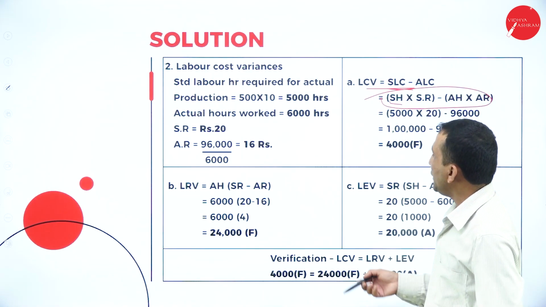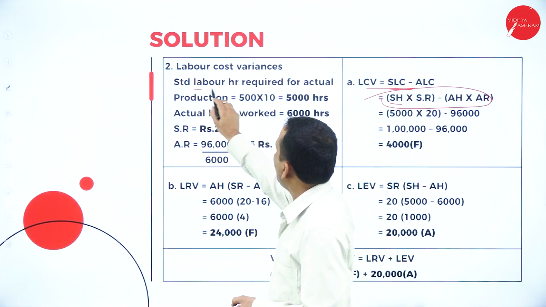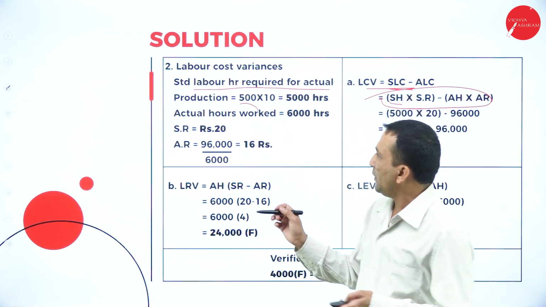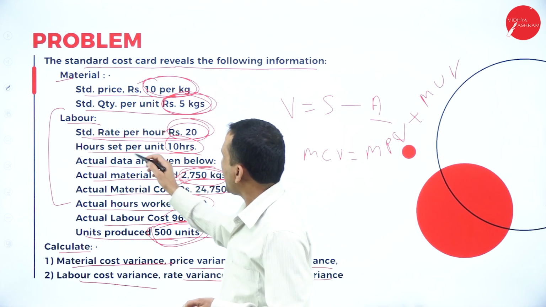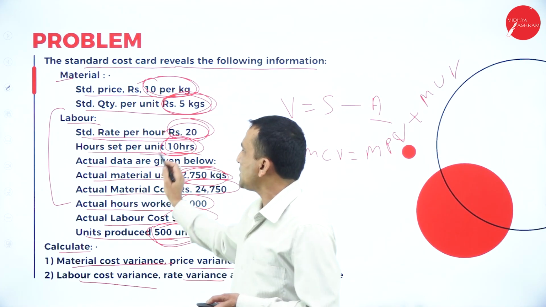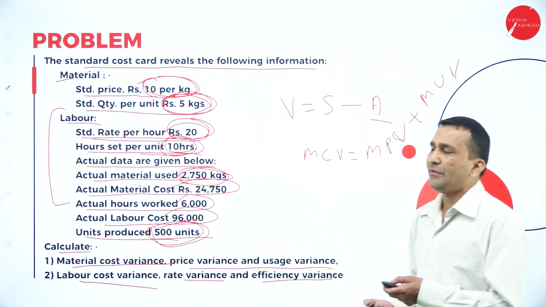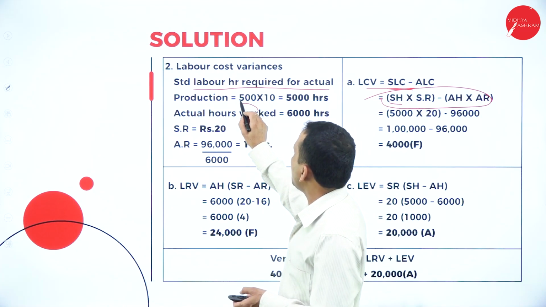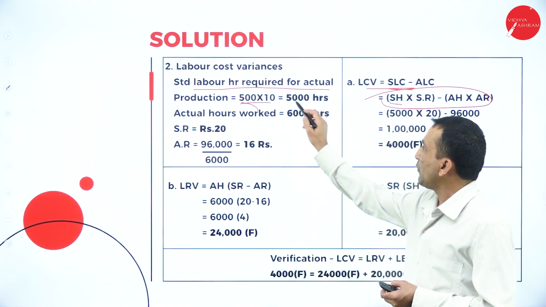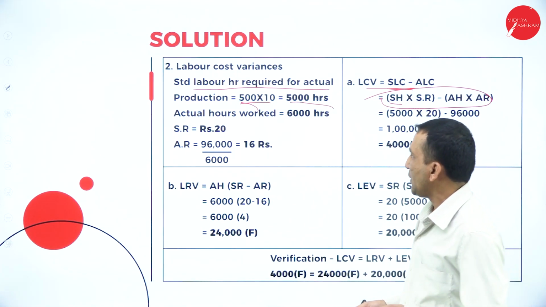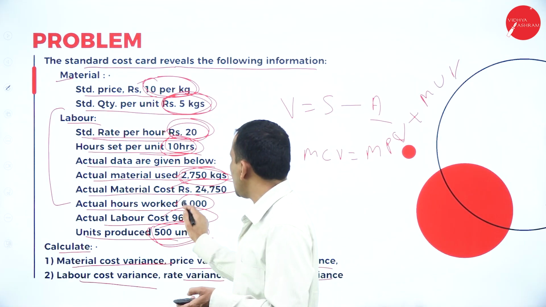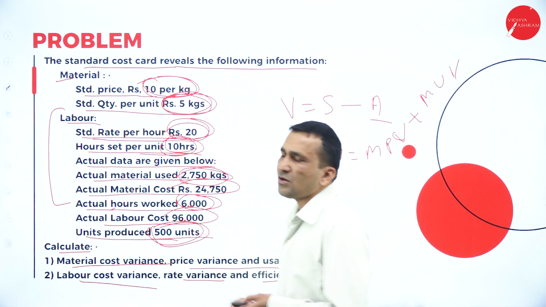So obviously we need to calculate the standard labor hours required for the actual production, because for each unit produced we are consuming 10 hours. The 10 hours standard is set per unit, so we need to multiply with the 500 units. How many hours do we need? Yes, 500 into 10, if you multiply, 5000 hours are required. Now actual hours worked, which is given in the question, is 6000.